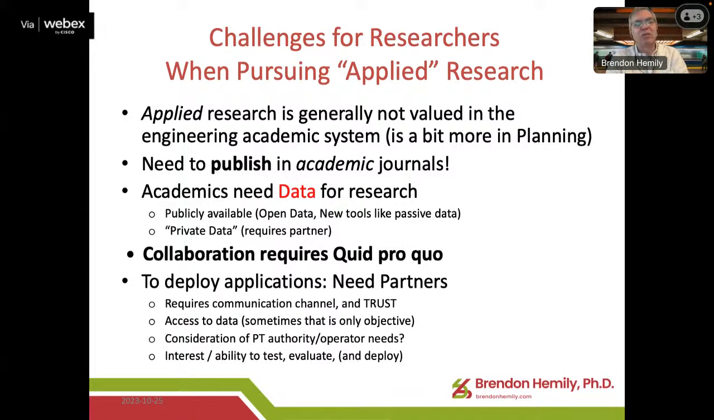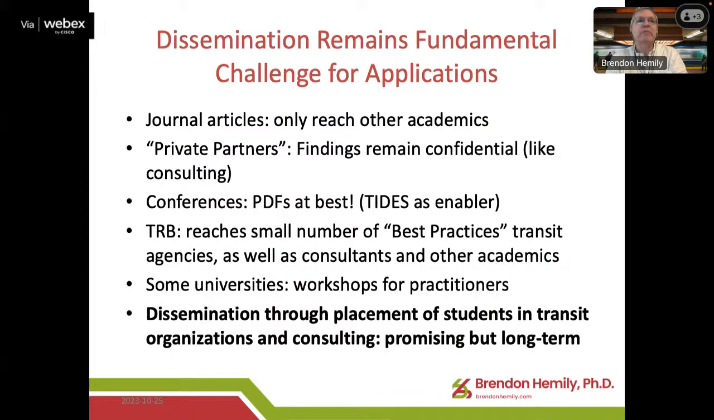And everything has a cost in terms of the energy, the cleaning up, the providing it, ensuring that there's no problems. So from my point of view, dissemination remains a fundamental challenge for applications. Journal articles only reach other academics. Private partners often don't want to share data because they want to keep it confidential, because it's intellectual property that they're competing with other organizations.